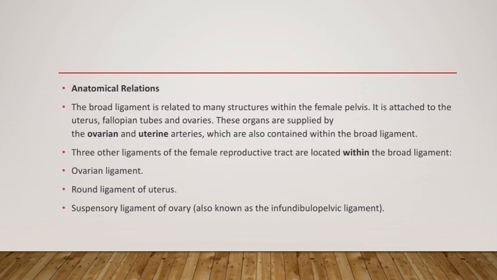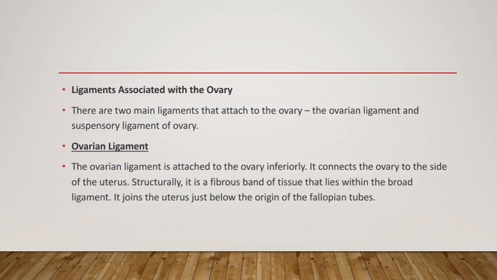Anatomical relationship. The broad ligament is related to many structures within the female pelvis. It is attached to the uterus, fallopian tubes and the ovary. These organs are supplied by the ovarian and the uterine arteries, which are also contained within the broad ligament. Three other ligaments of the female reproductive tract are located within the broad ligament: ovarian ligament, round ligament of the uterus and the suspensory ligament of the ovary, also known as the infundibulopelvic ligament.